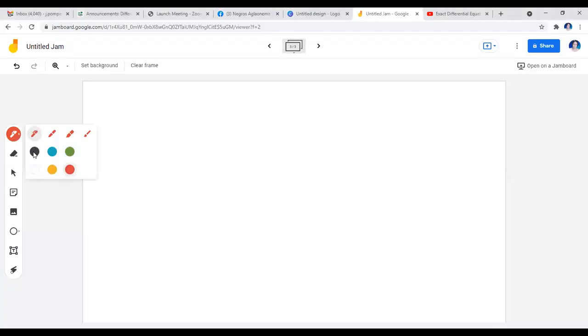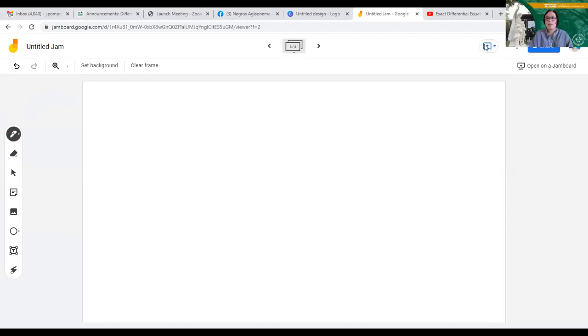So what if we use method 1? I'll write here the expanded form. Do you see the Jamboard? A reaction, please, if you could see the Jamboard. Yes, ma'am. Okay.